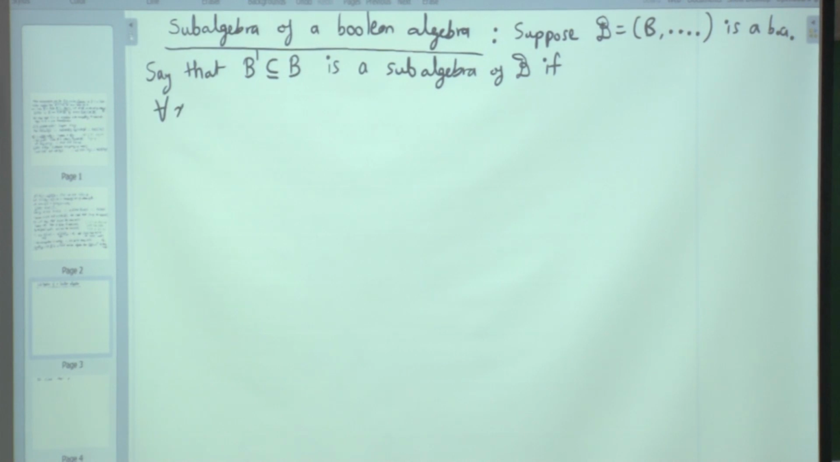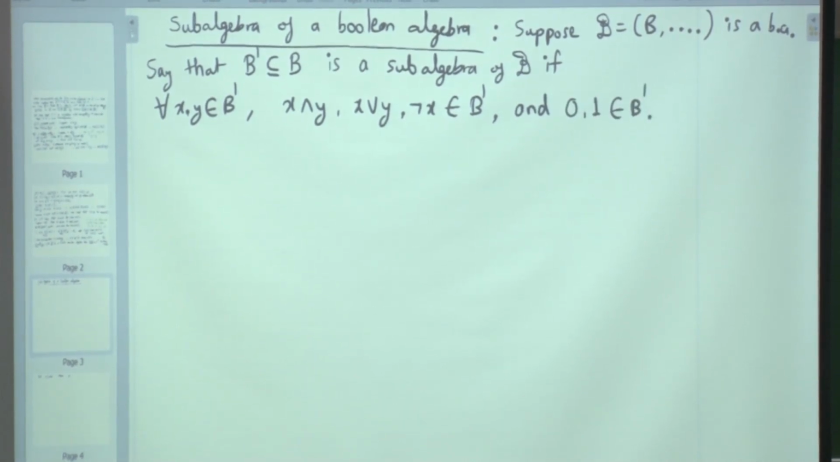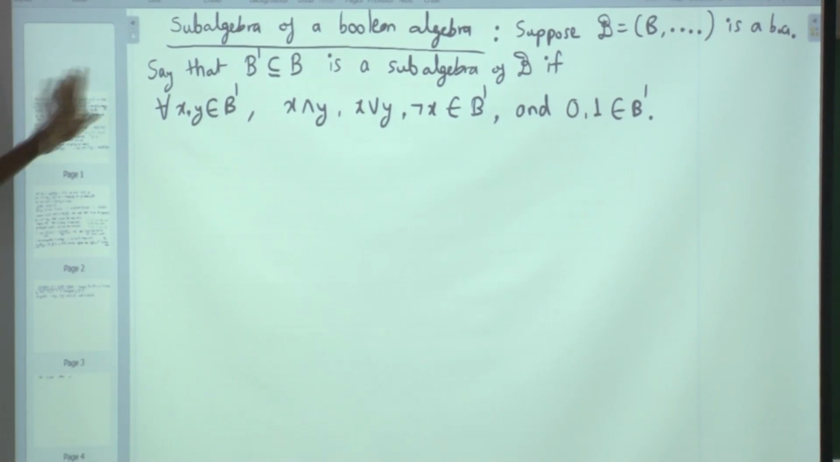for all x, y in B', x meet y, x join y, and negation x, they all belong to B'. Okay, all these three types. So basically that subset is closed under meets, joins, and negations. And 0 and 1 also belong to B'. I mean 0 and 1 as in the original 0 and 1.